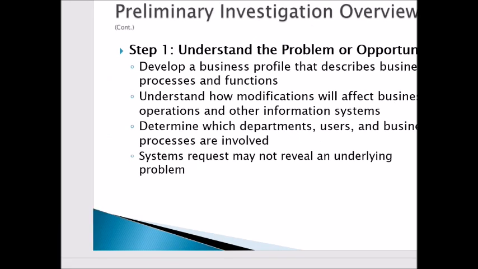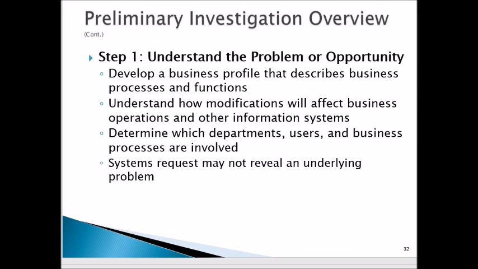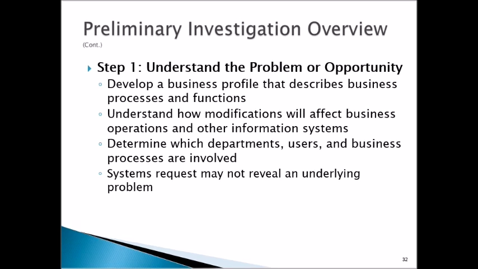Step 1. Understand the problem or opportunity. This is from the figure in the previous slide. Develop a business profile that describes business processes and functions. Understand how modifications will affect business and other systems. Determine which departments, users, and businesses are involved. Business processes are involved. A systems request may not reveal an underlying problem, meaning there could be an issue that exists that's not addressed.